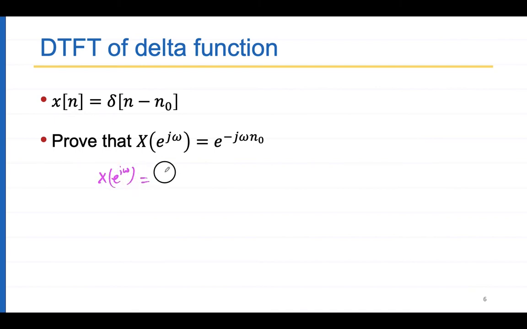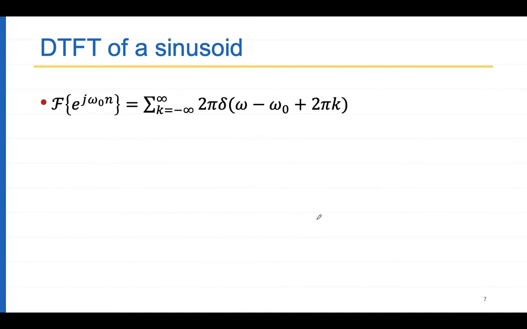This will be equal to delta of n minus n naught into e to the power minus j omega n, which is equal to e to the power minus j omega n naught. So hence we found out the value of e to the power j omega for a shifted delta function as well. Now let's consider another example.